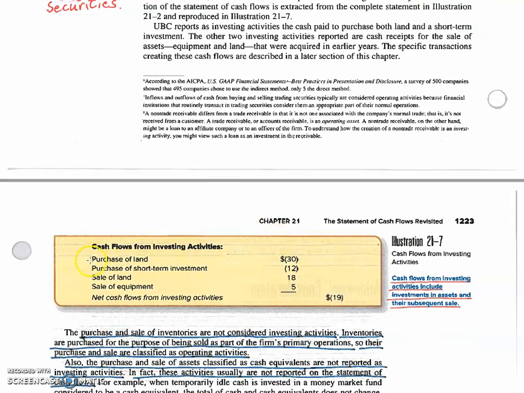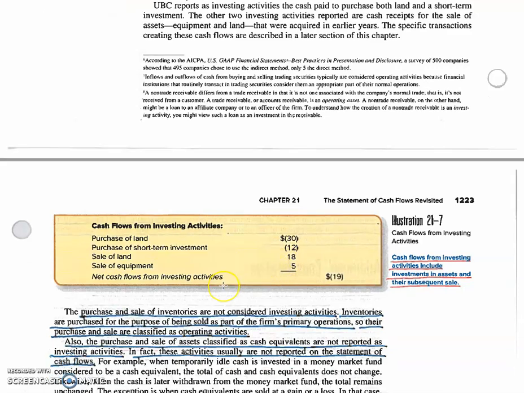We talked about purchase of land is an outflow from an investing activity. Purchase of short-term investment that's not a trading security is use of cash or cash outflow from investing activities. Sale of land and sale of equipment are cash inflows, are sources of cash from investing activities.